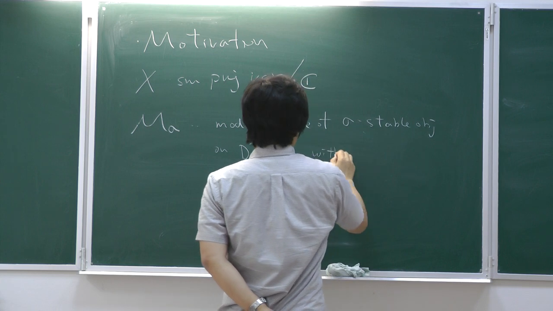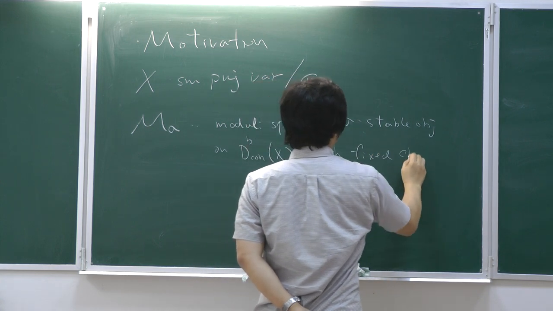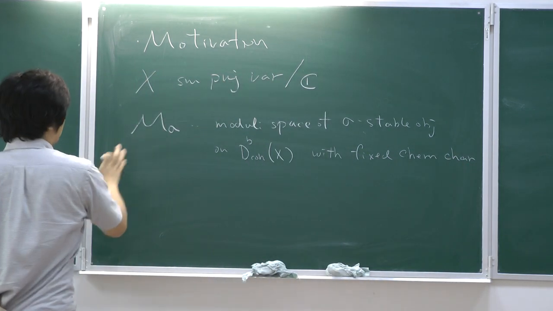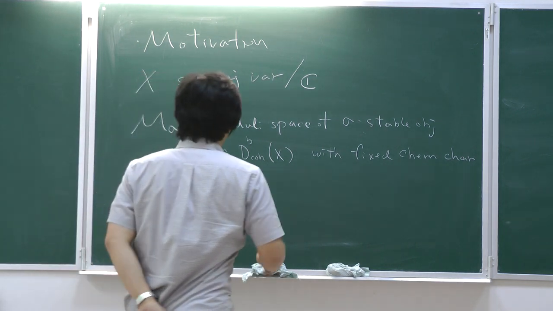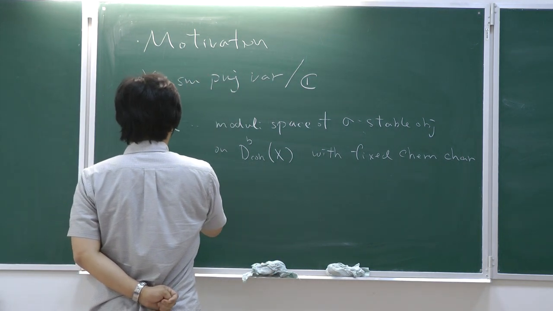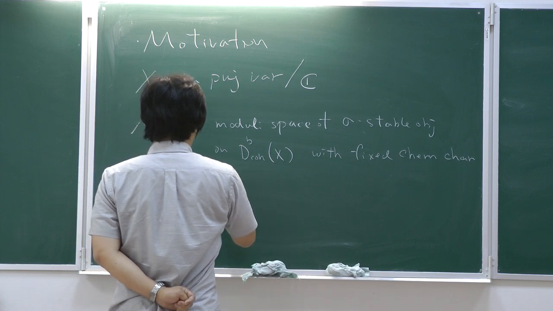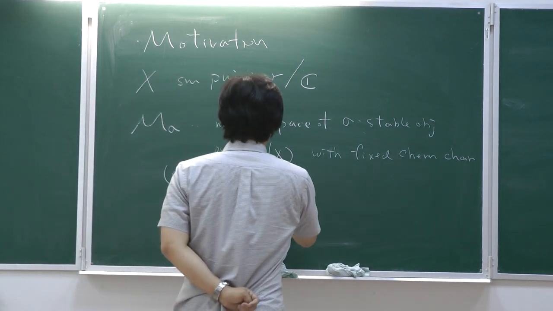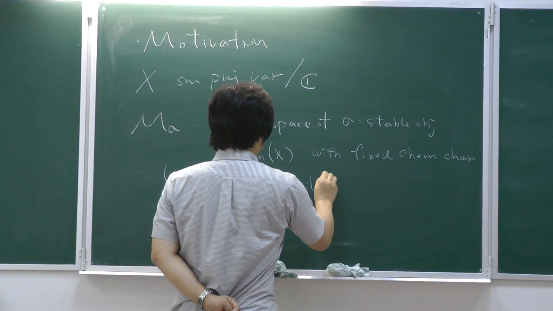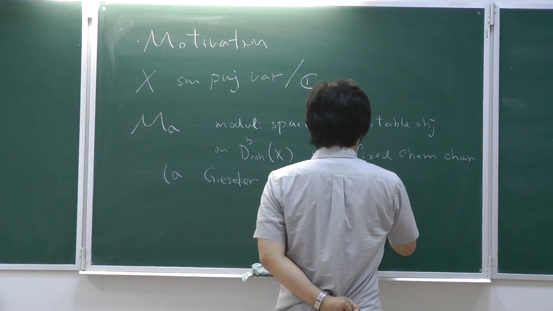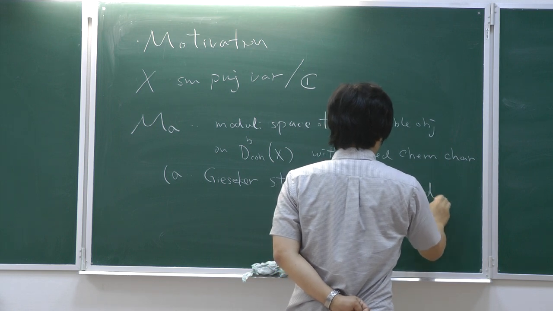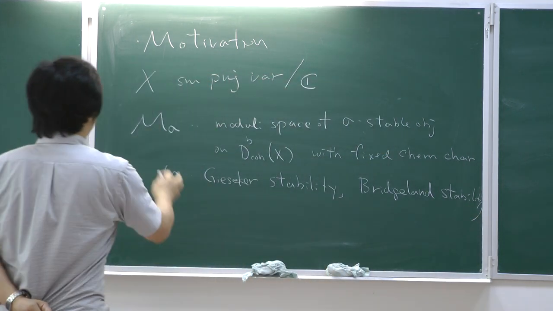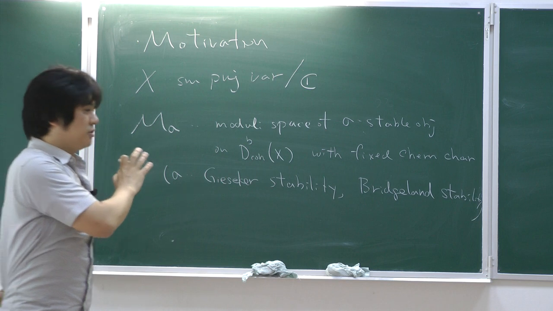With fixed Chern character. In a good case, it is represented by a quasi-projective scheme or a projective scheme. So sigma is, for example, Gieseker stability condition. In this case, this is a classical moduli space of stable sheaves. Or we can also consider a Bridgeland stability condition on D^b of X. So let's assume that such a moduli space exists.